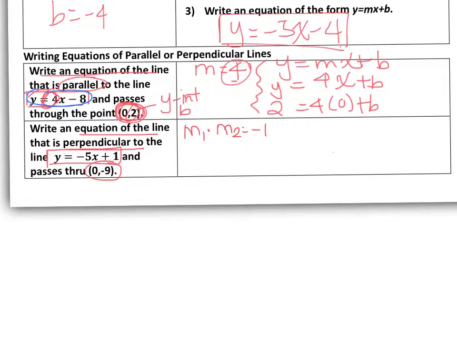Okay, so here I know the slope of this line is negative 5. Then I know the slope of the line I'm looking for is just simply the negative reciprocal of negative 5. So basically flip the number 5 and change the sign so now it's positive. Okay?